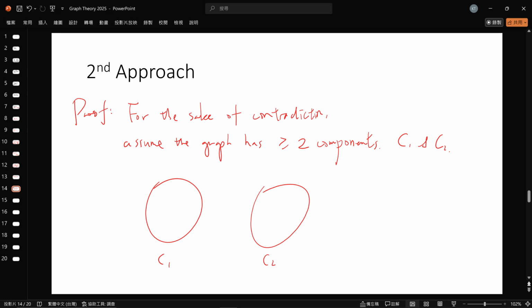So now for every component, for example C1, we can find a vertex U, and for C2, we can also find a vertex V, because a component must have at least one vertex, okay? So we can always find at least a vertex in each of these two components. And now we know that the minimum degree of these two vertices, U and V, is at least (n minus 1) divided by 2, okay? So they have lots of neighbors here.